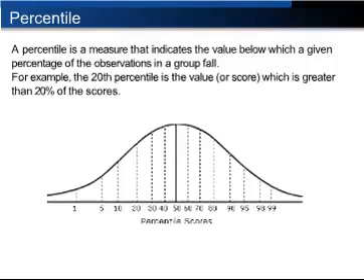Percentile. A percentile is a measure that indicates the value below which a given percentage of the observations in a group fall. For example, the 20th percentile is the value, or score, which is greater than 20% of the scores.